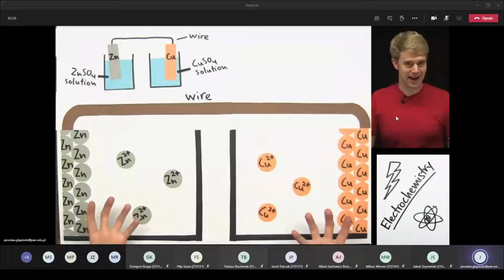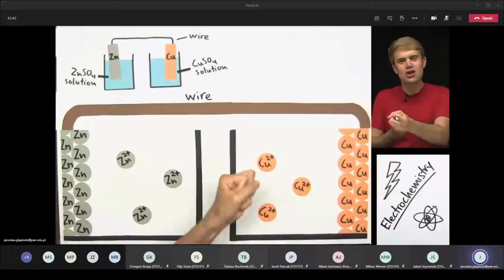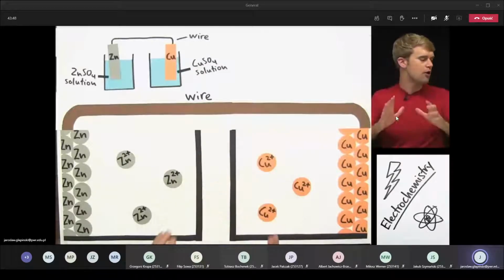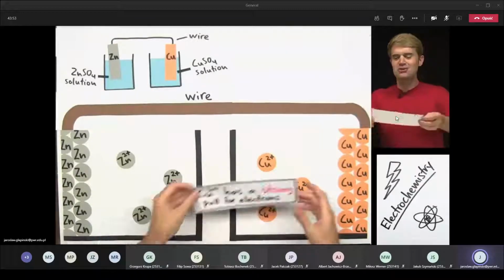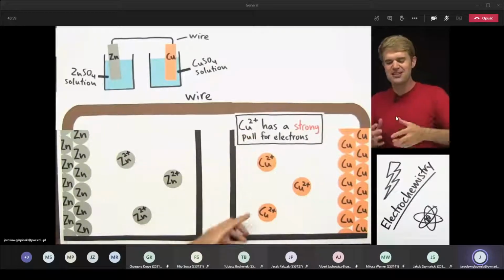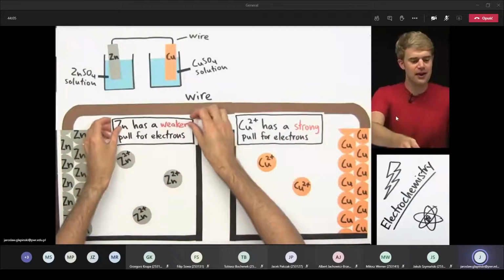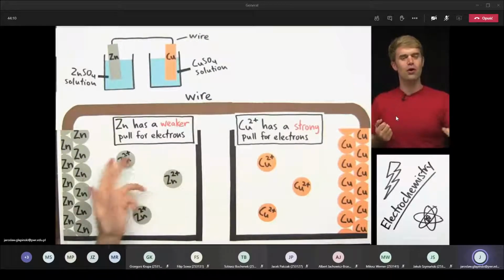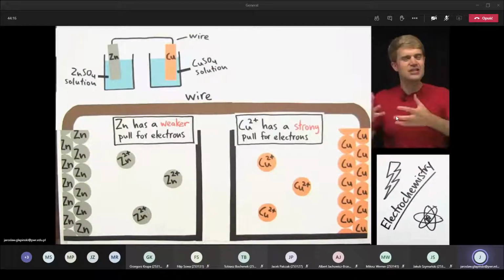Well, why is that? When we connect these two pieces of metal with wire, it kind of starts a tug of war between the zinc and the copper. They're having a tug of war for the electrons. One of them wins and one of them loses. It turns out that Cu2+, these atoms here, has a really strong pull for the electrons. But on the other hand, zinc, these zinc atoms, has a weaker pull for electrons. So in this tug of war, Cu2+ ends up winning.